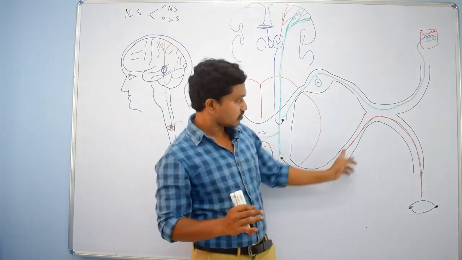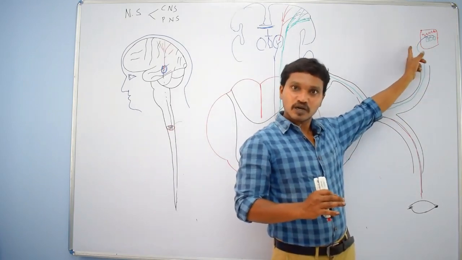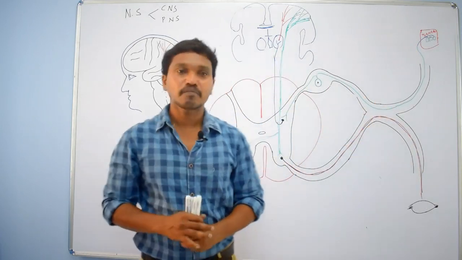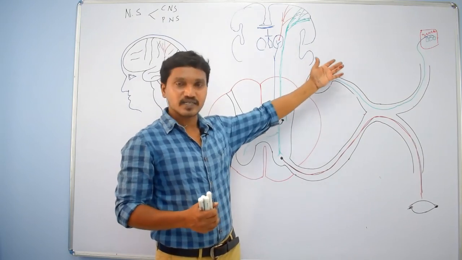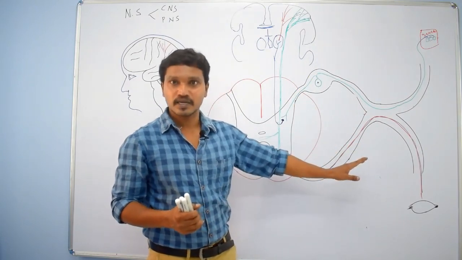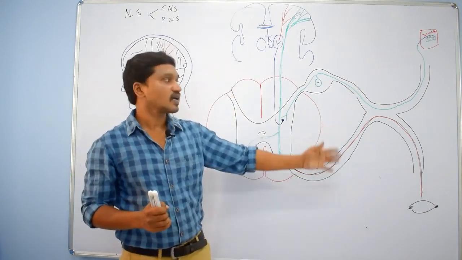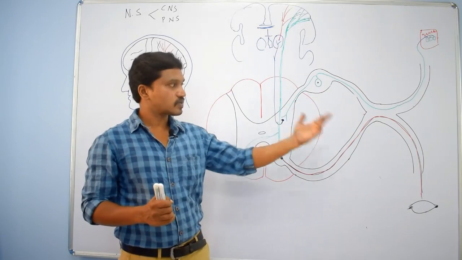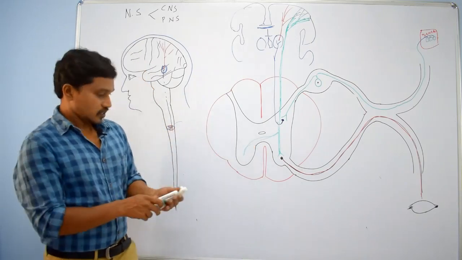That means some of the motor fibers pass through the spinal nerve and enter the posterior primary ramus. Some of the sensory fibers may enter the anterior primary ramus. But to explain the motor and sensory systems, I have separated them like this. Just remember this. Clear? Now you know what is motor, what is sensory, how they come, how that information is interpreted, and how motor impulses are executed and reach the target organ.